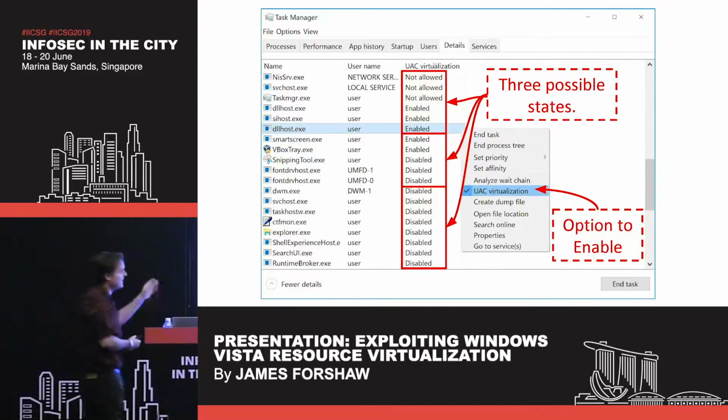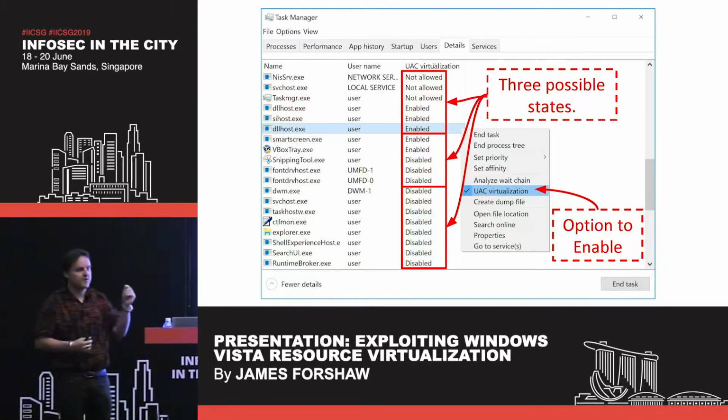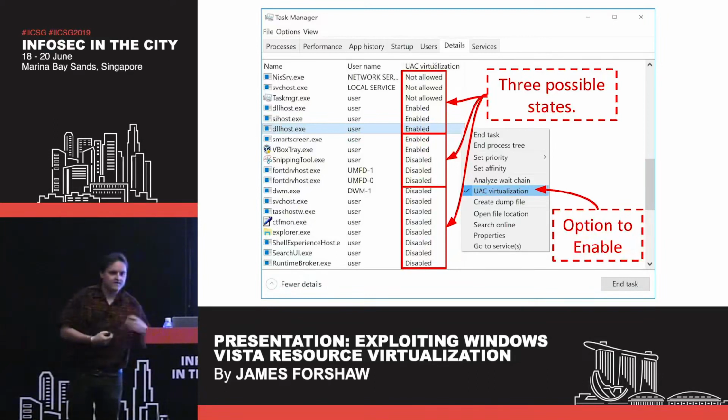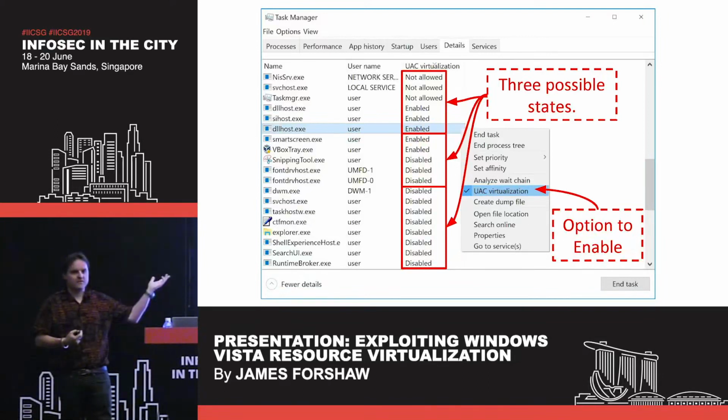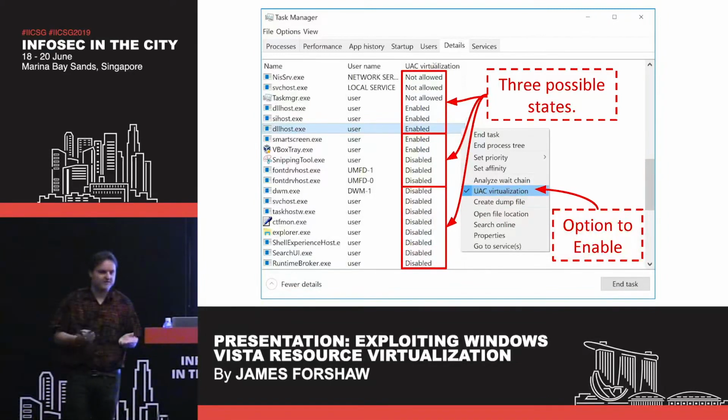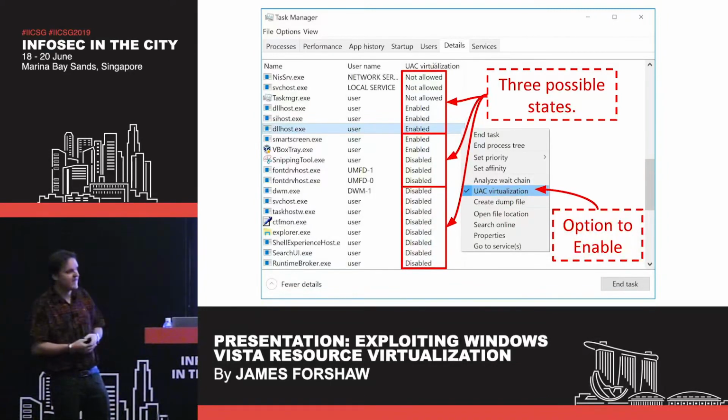So if you bring up Task Manager, it's not on by default, but you can open it and select the column options, and one of the column options is UAC Virtualization. And this shows the state of whether an application is virtualized or not, specifically resource virtualized. And it turns out if you do that, you'll notice that there are three possible states. There is not allowed, there is enabled, and there is disabled.